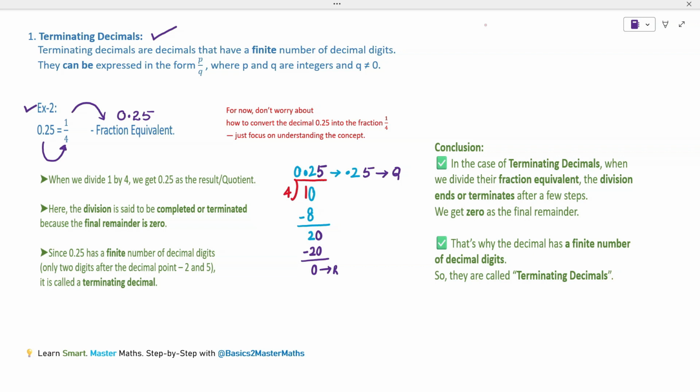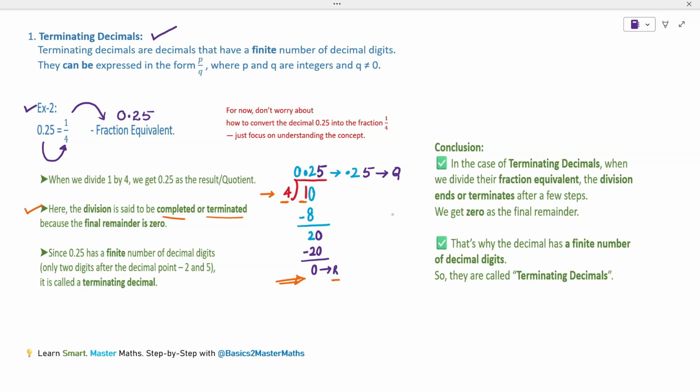First point, observe here, when we divide 1 by 4, we get 0 as the final remainder. So, you can say the division is completed or terminated.